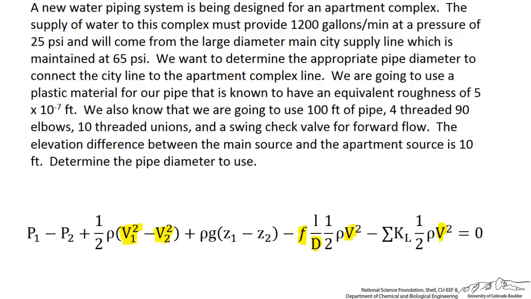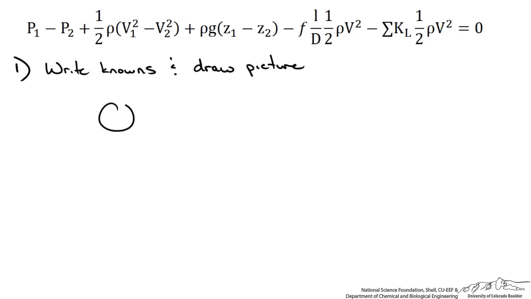So let's work through setting up the iterative approach, and then at the end of the video I'll show you using a computer solver to make your life easier. Now the first thing I like doing is writing down what we know and drawing our system. So a quick drawing just to give us an idea. I'm going to call this point 1, which is our source. And then we have a line, and we know we have 4 elbows. So 1 turn, 2 turns, 3 turns, 4 turns. And this is going to go to our point 2, which is our apartment complex source.